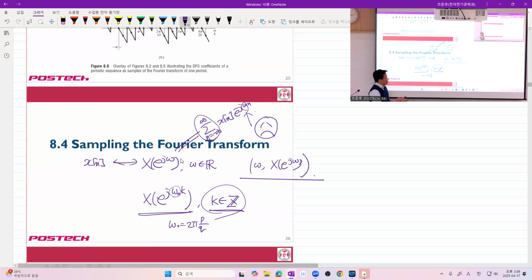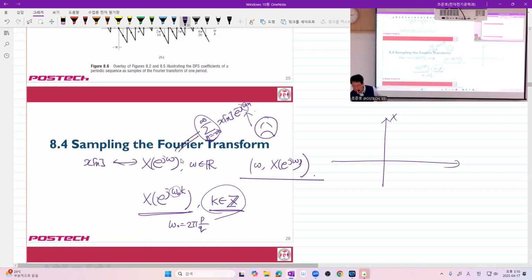That's why DTFT is not the best fit with digital computers. However, digital computers may choose some very small positive omega 0 and have some kind of sampling of this DTFT, evaluating it uniformly. In that case, a finite number of samples would be okay.